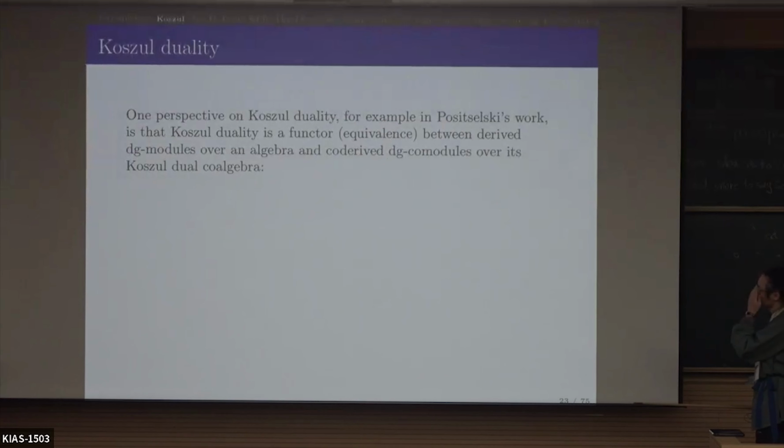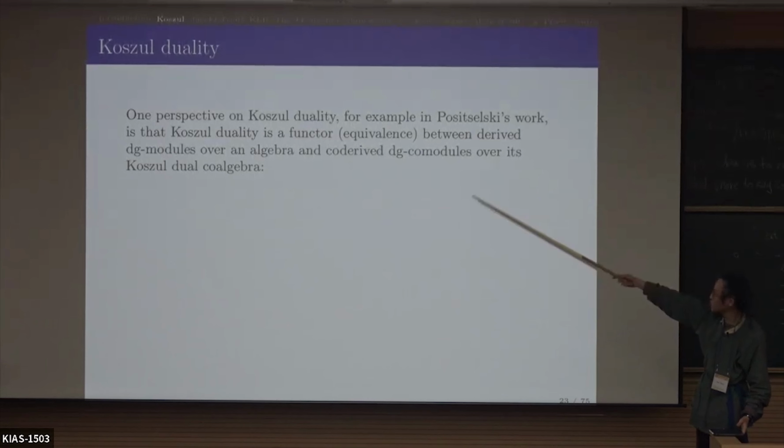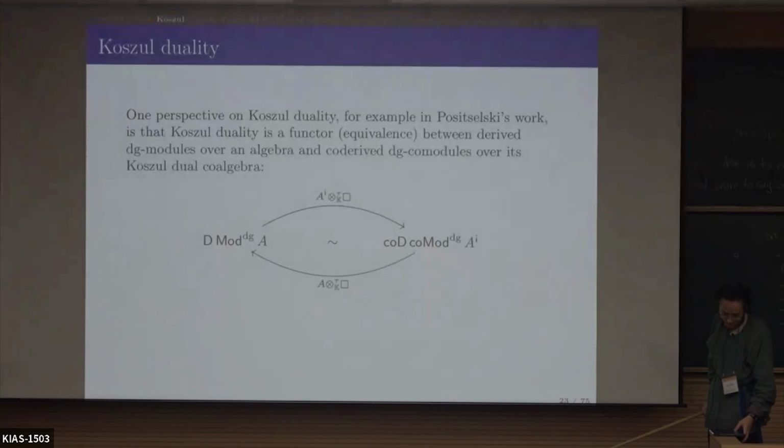This is not the point of view espoused by the original BGS paper. This is more relevant and prevalent maybe in Positselski's work, that Koszul duality is some equivalence between derived DG modules over some Koszul algebra and co-derived DG co-modules over the Koszul dual co-algebra, which is a huge mouthful. This is kind of technical, so today I won't tell you about what the co-derived category is. That's not so important. But co-modules over co-algebras is a relatively basic concept, so that's what we'll work with.